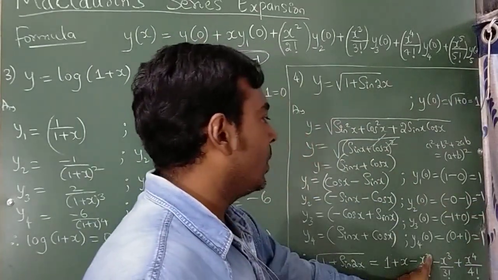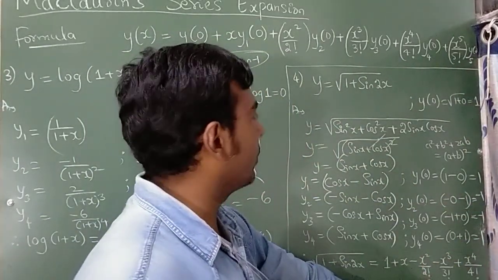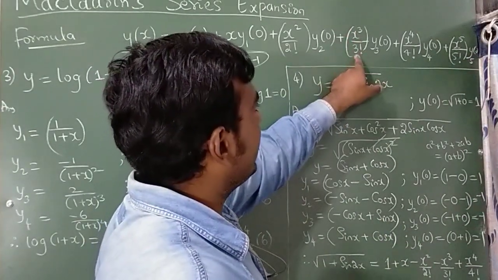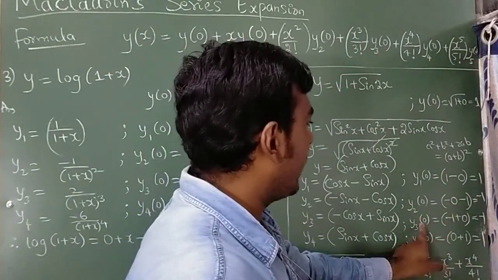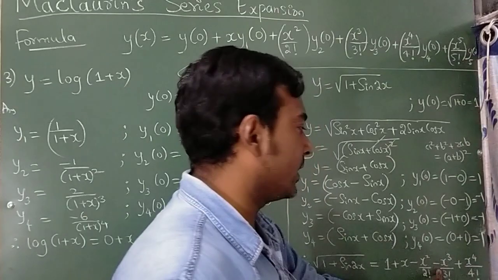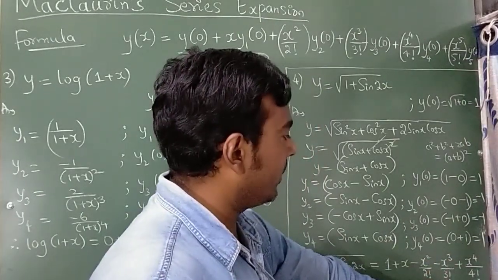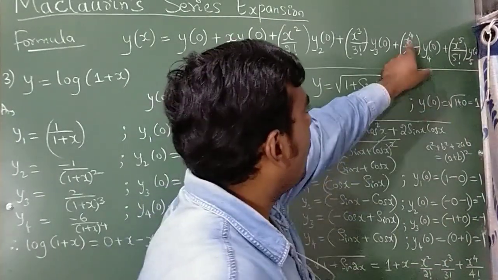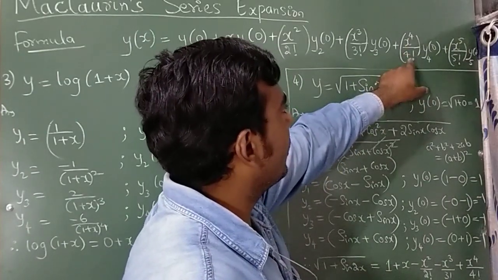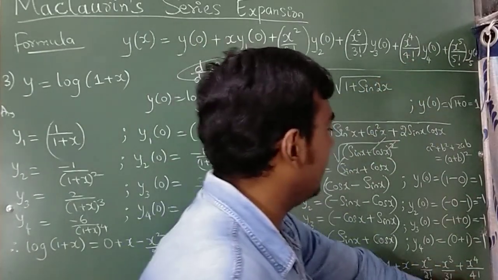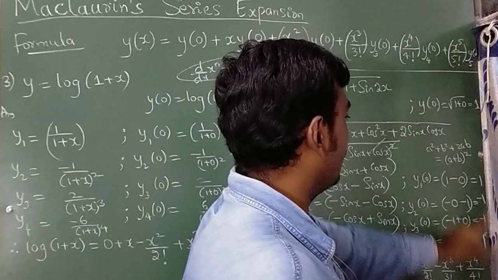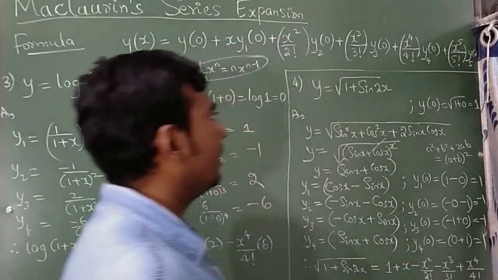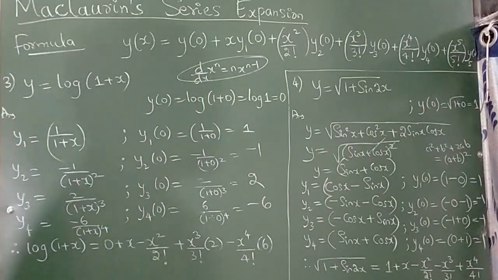So I have written minus x square divided by 2 factorial, x cube divided by 3 factorial y3 of a 0. So y3 of a 0 is minus 1. So I have written here minus x cube divided by 3 factorial plus y4 x raised to 4 divided by 4 factorial. So y4 of a 0 is 1. So this completes your fourth answer.